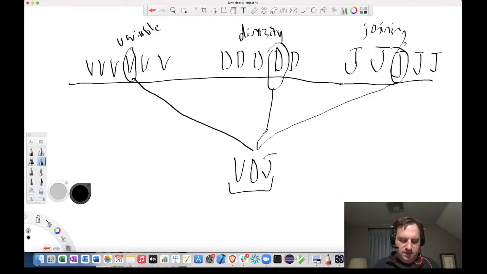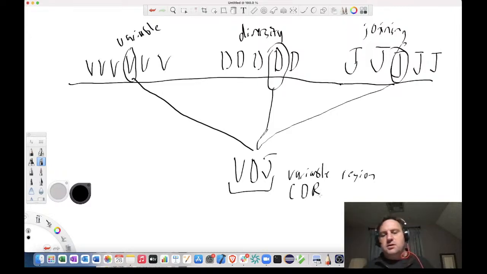And this whole thing together can be called a variety of different things depending on who you read. This is the variable region, or the CDR, which is the complementarity determining region. So it determines how it complements the antigen. So basically, when a B cell is maturing, it picks one of these from each bucket and pulls them together to make a single variable region.